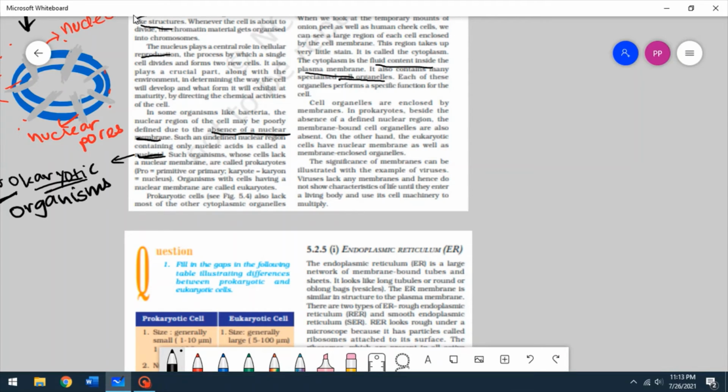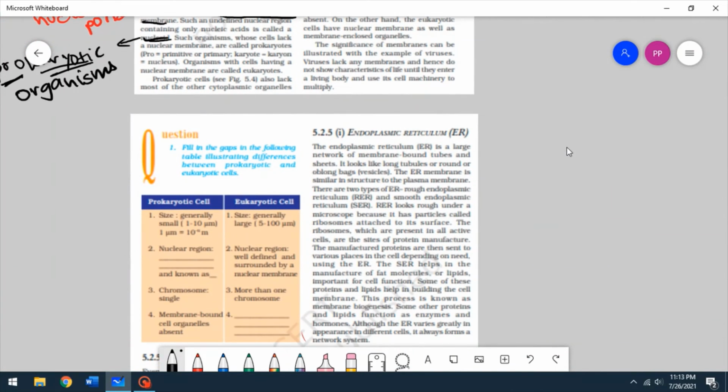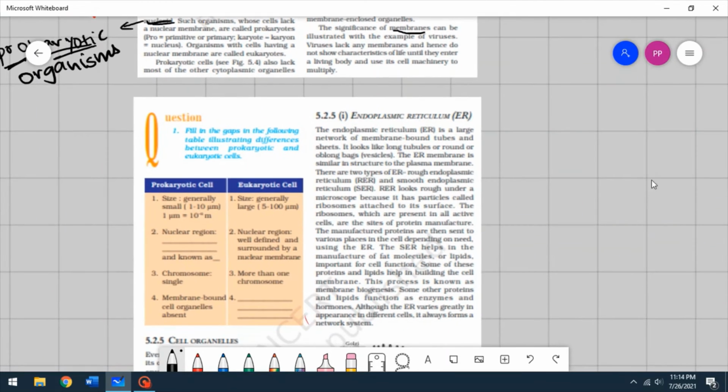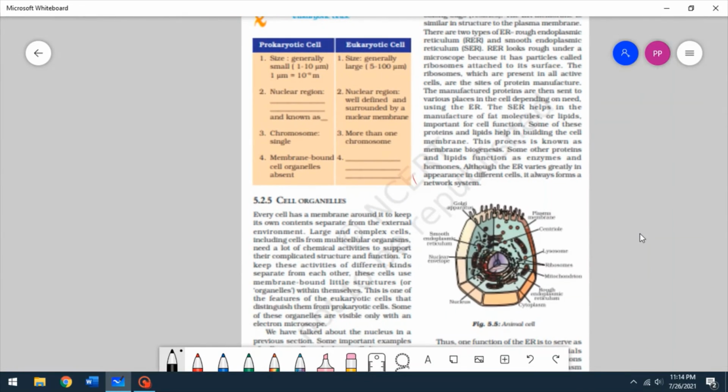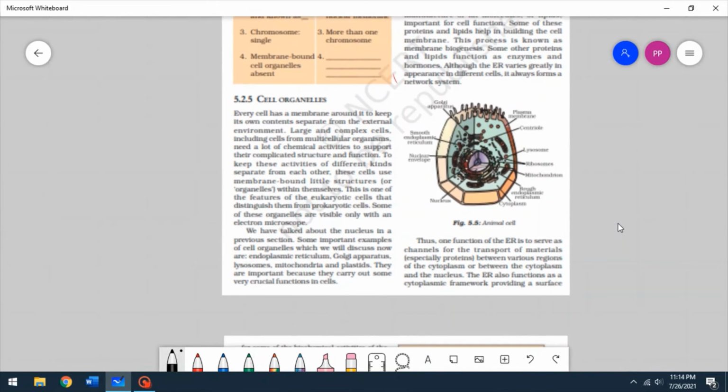In prokaryotes, besides the absence of a well-defined nuclear region, membrane-bound cell organelles are also absent. Eukaryotic cells have a nuclear membrane and membrane-enclosed organelles, and the significance of membranes can be illustrated with the example of viruses, which lack any membranes and hence do not show any characteristics of life until they enter a living body and use the cell machinery of the host to multiply. That's what the living body is called, a host. And there is one more question here that I want you to try on your own, and then we talk about the cell organelles.